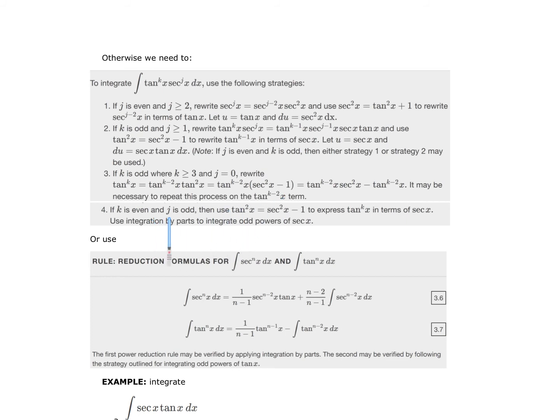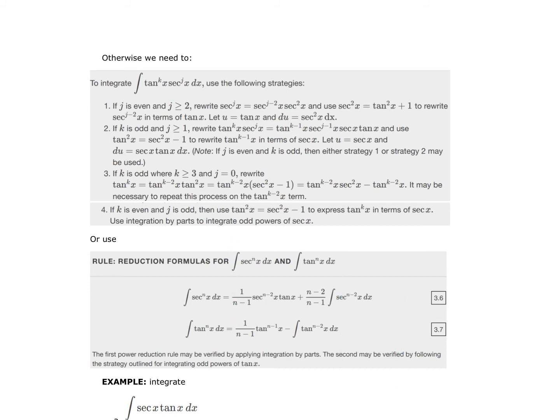If k is even and j is odd, then we're going to just go ahead and write tangent squared is equal to secant squared minus 1, Pythagorean identity, and express tangent of k in terms of secant and use integration by parts to integrate all the odd powers of secant.